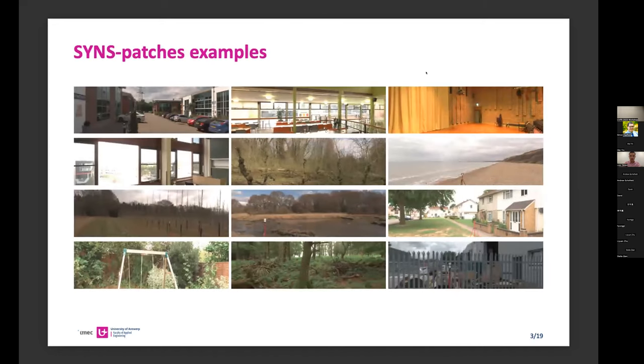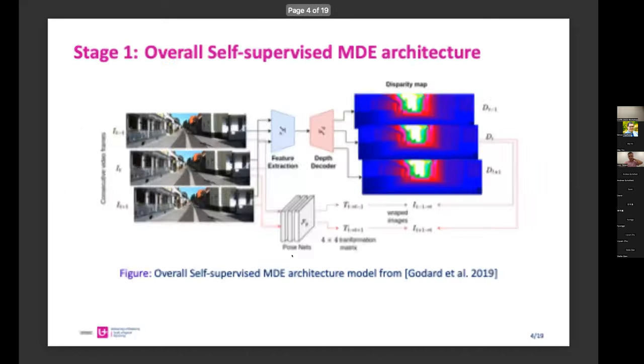So here are some examples from the SYNS-Patches dataset. As you can see, unlike the KITTI dataset, which consists mostly of street scenes, SYNS-Patches consists of diverse natural scenes, not only outdoors but also inside buildings, rooms, fields, rivers, gardens, and many others. So such diversity is the challenge.